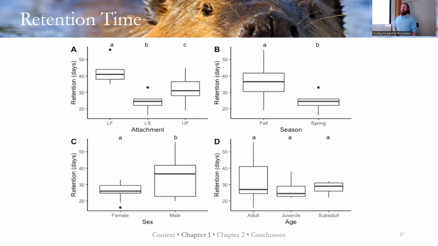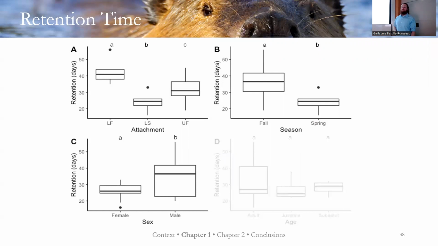So moving on to some of my results, the only thing that did not affect retention time was the age of these animals. And so attachment, season, and sex all affected the actual retention time. And so if you look at figure A, on the x-axis there, I have LF, LS, and UF. And this is just the different attachment method groups we had. It includes lower back fall, lower back spring, and upper back fall. On the y-axis, we have the retention time with respect to days.